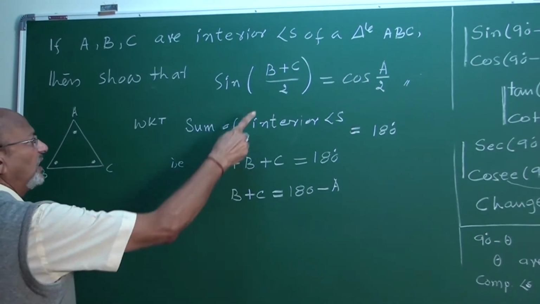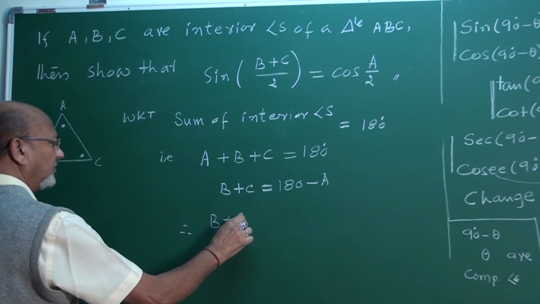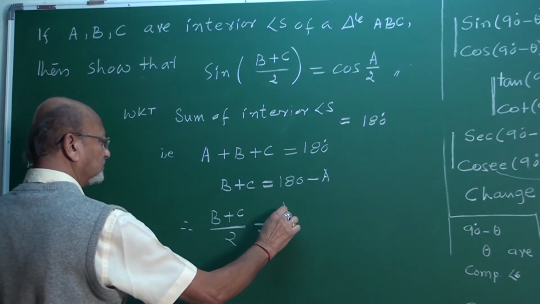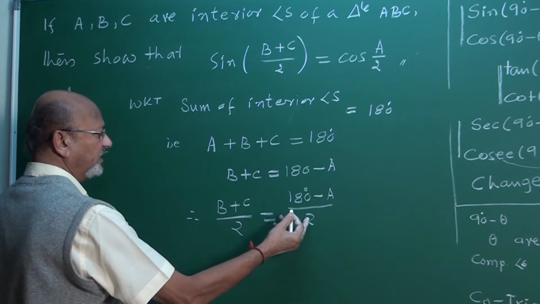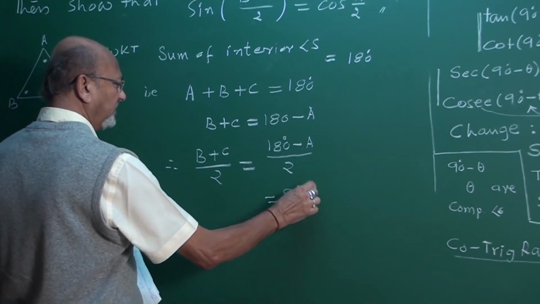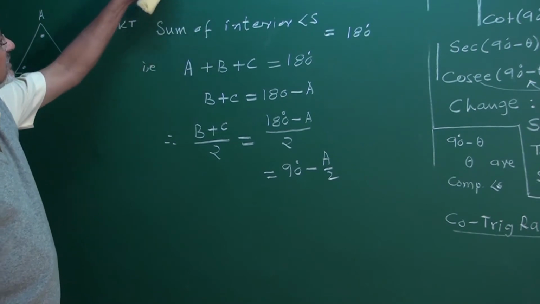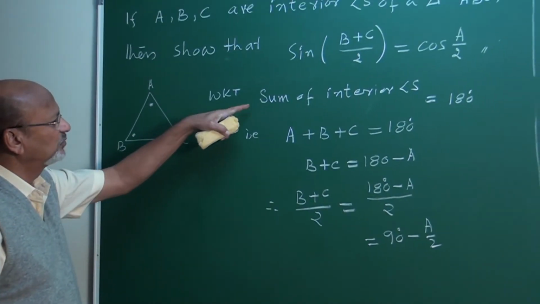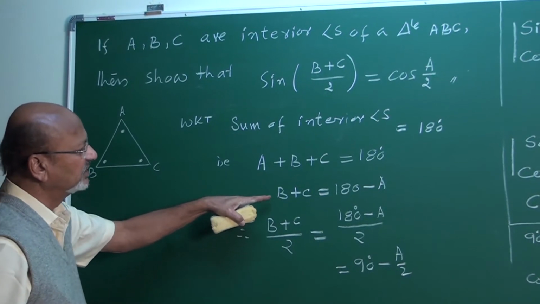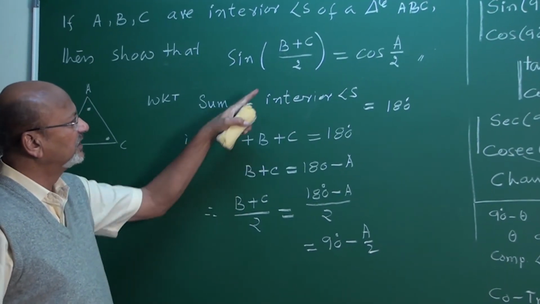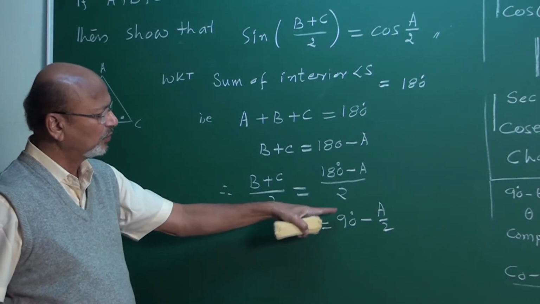180 minus A. Then you want by 2, so divide by 2. Therefore, (B plus C) by 2 equals (180 minus A) by 2. Simplify: 180 upon 2 is 90 degrees, minus A by 2. Yes, my friends, this is ready. The sum of interior angles is 180 degrees, A plus B plus C. B plus C, shift, plus becomes minus A. Divide by 2 and simplify: 180 upon 2 minus A by 2.